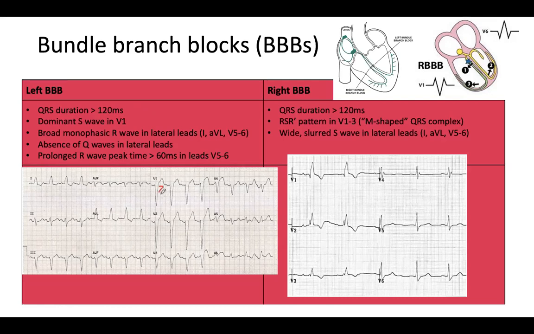So you see this here, dominant S wave in V1, and you have a broad monophasic R wave in the lateral leads. So in lead 1, you have this broad monophasic, just means that it's going in one direction. It's not wavy or anything. It's just an upright R wave. So in lead 1, AVL, you have the same. V5 and V6, you see this broad monophasic R wave.